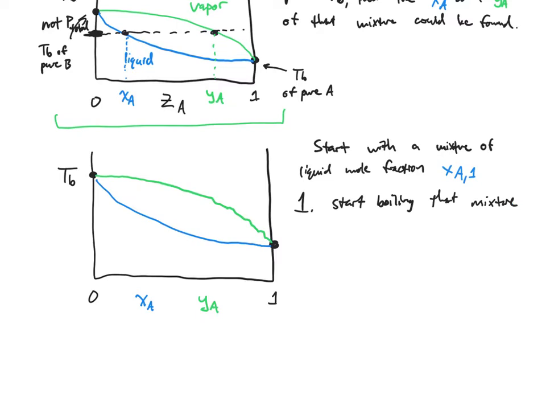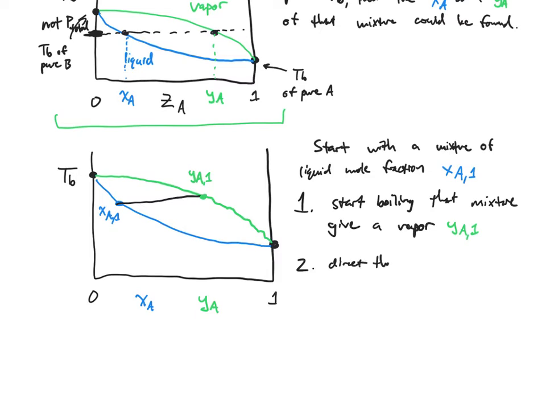What's that going to do? That is going to give a vapor mole fraction that corresponds to what this plot here on the left says. So that means if we have a particular XA1, then as soon as we start boiling that thing, the vapor above that boiling mixture is going to be YA1. Okay?